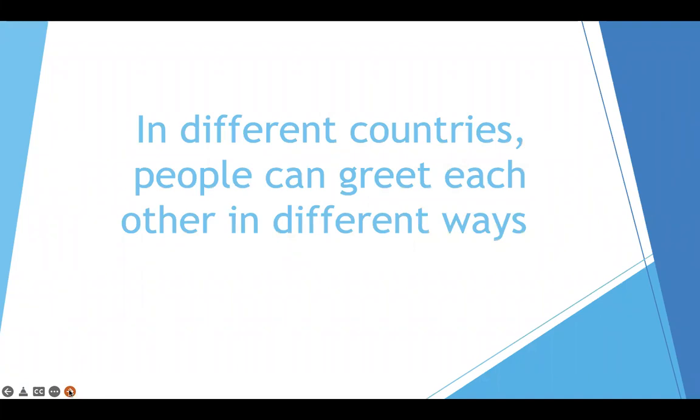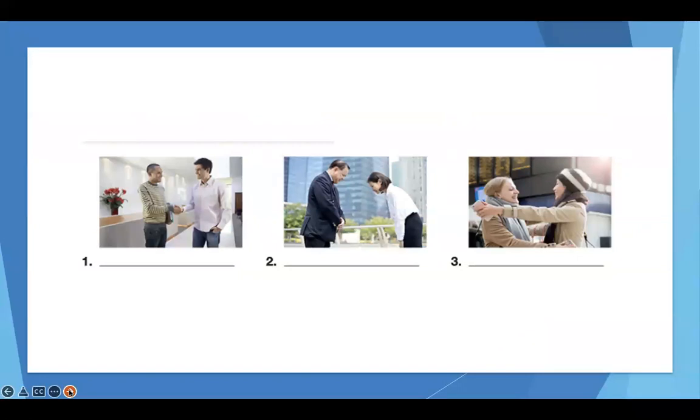In different countries, people can greet each other in different ways. So we have 3 pictures here. So think to yourself or write down, what is this first picture showing? This one is showing shake hands. This is what we generally do in the United States.